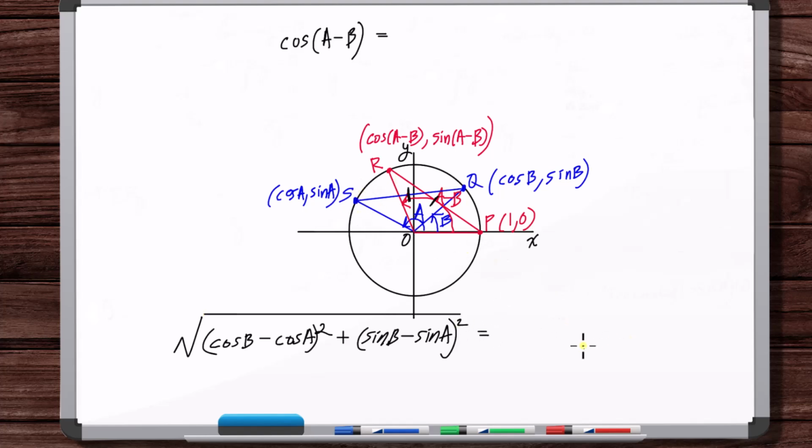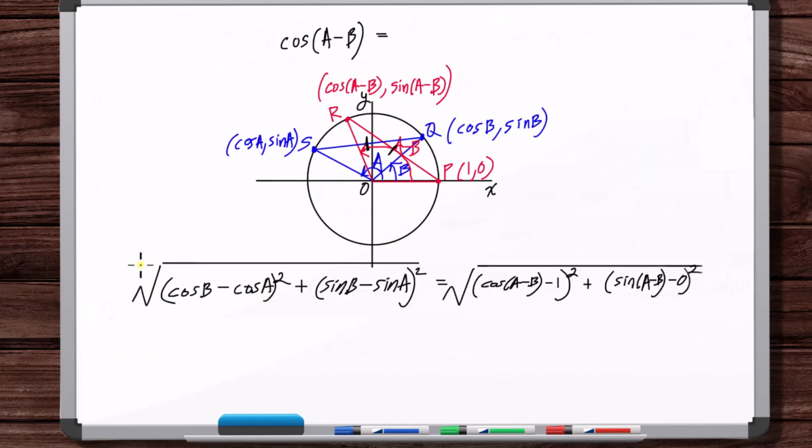Now, what about the length of RP? Well, we'll do cosine of A minus B, minus 1, squared, plus sine of A minus B, minus 1, squared. Take the square root of all of that. Or no, sine of A minus B minus 0. Okay, let me create some more room here.